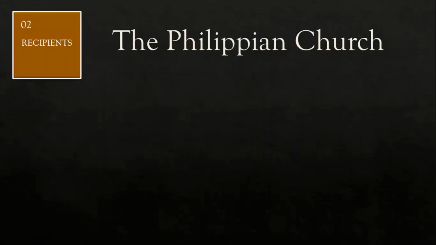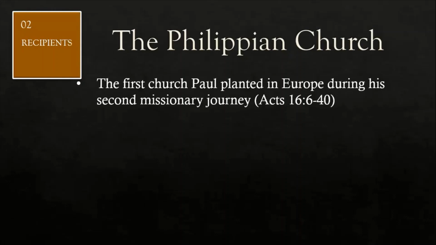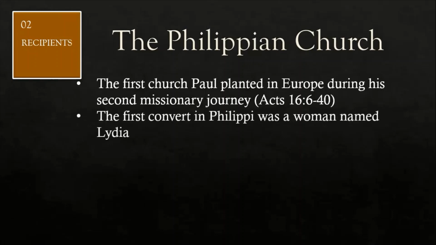So the recipients of this letter is the Philippian Church. What do we know about the Philippian Church? First, the Philippian Church is the first church Paul planted in Europe during his second missionary journey. We can read all about that in Acts chapter 16, verses 6-40. The first convert in Philippi was a woman named Lydia. So this is also in Acts chapter 16, guys.